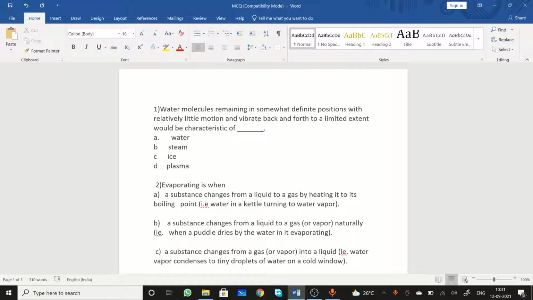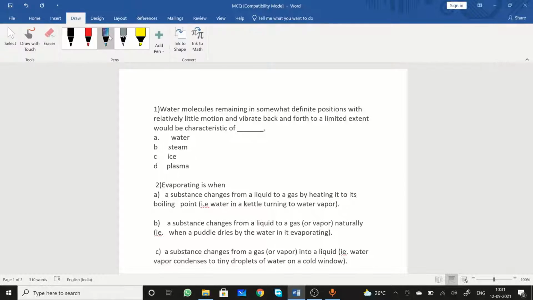Water molecules remaining in somewhat definite position with relatively little motion and vibrate back and forth to a limited extent would be a characteristic of water, steam, ice or plasma. So your right answer is ice.